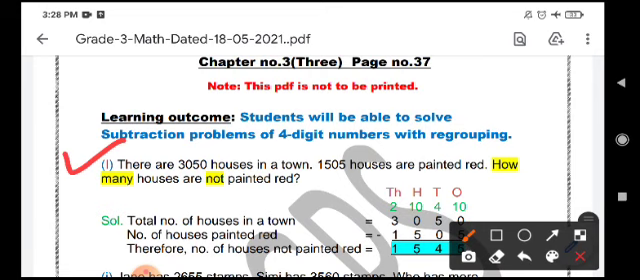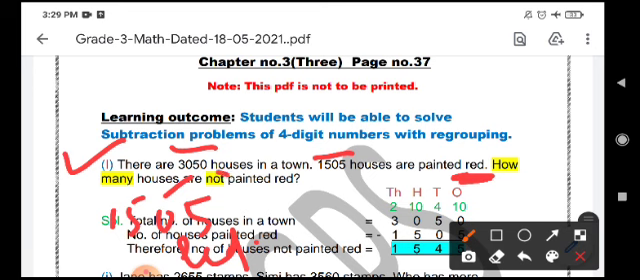There are 3050 houses in a town. 1005 houses are painted red. They are painted with red color, right? How many houses are not painted red? Okay. So the question is, we have a town in which the total number of houses is 3050. Out of these 3050, 1005 houses are painted red, right? These are red colored. And we are going to get the number of houses that are of other color, not red. Okay. So this is the question.